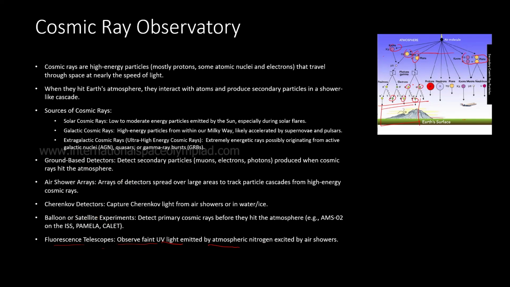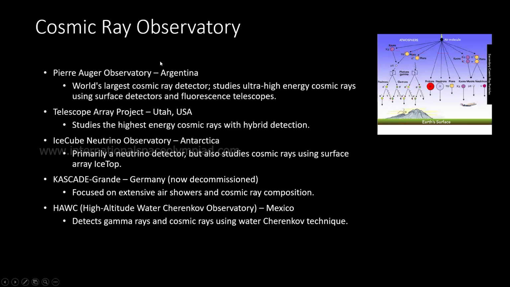During this shower of cosmic rays, the nitrogen in our atmosphere, which you know is more than 70% of it, will emit ultraviolet light. So it can be detected with the help of a fluorescent telescope. That is also another method of observing. So these are all some examples of cosmic ray observatories.